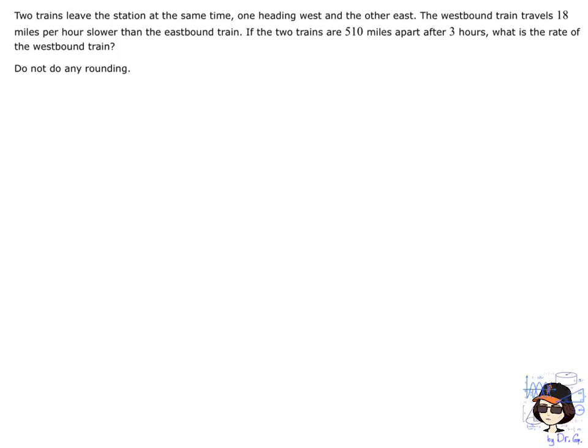So the first thing you're going to do is write down what your variable represents. Now be careful here. First of all, you look for what you are asked to find, and it says here we're asked for the rate of the westbound train. So you have to write that down, and be very specific. In other words, don't write down westbound train equals X, because the variable X has to represent an actual number, not an object.